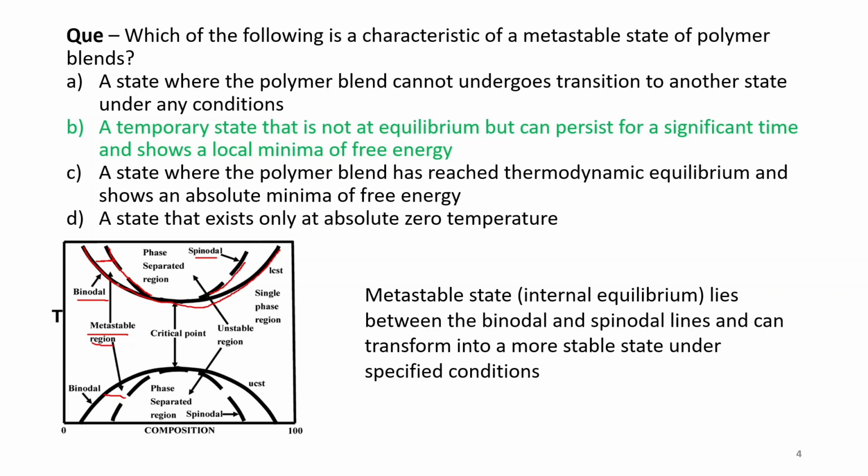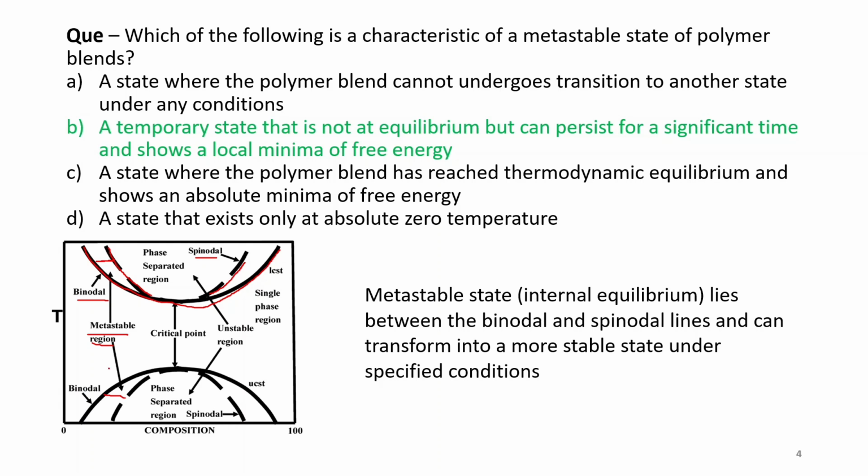In this state, a blend will be in an internal equilibrium, not in the permanent equilibrium state. It is a temporary equilibrium that will persist for some time, and it shows a local minimum of free energy, but it is not the stable thermodynamic equilibrium state. The absolute minimum of free energy is in the stable state, not in this state.